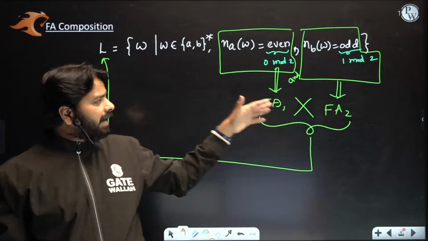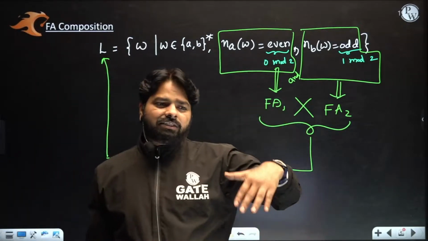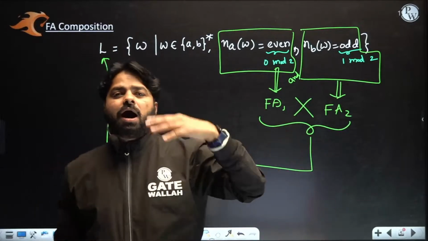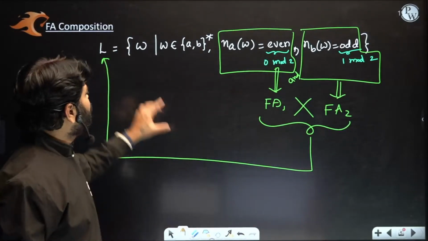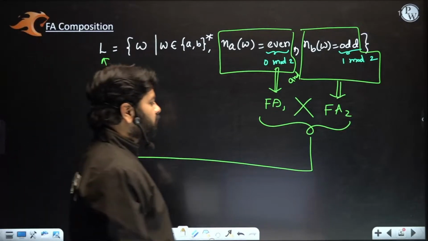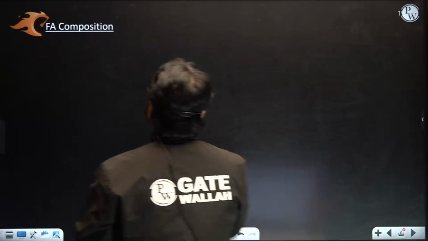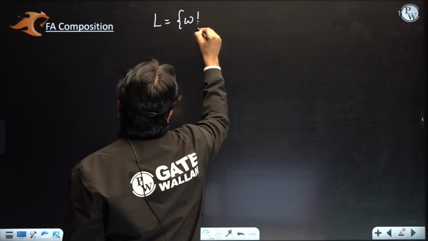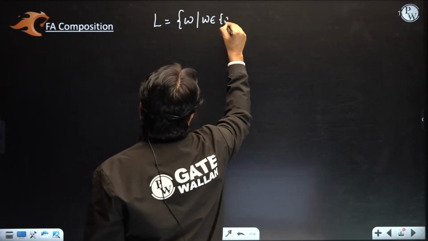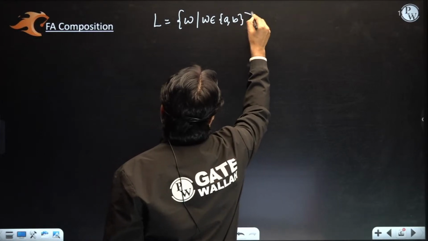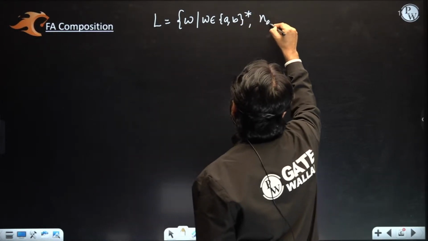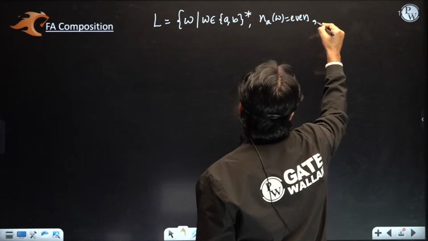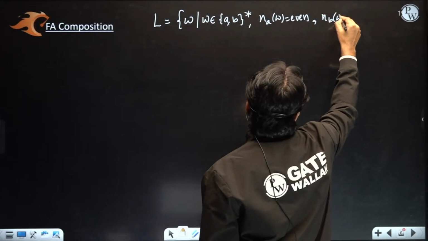Okay, let's first design for this, then apply this same composition machine or compound machine to other problems also. Okay, so how do we design this? Now I'm writing again. So the language is having the strings over A's and B's. Here you want to see the number of A's is even, and here, comma, the number of B's is odd.